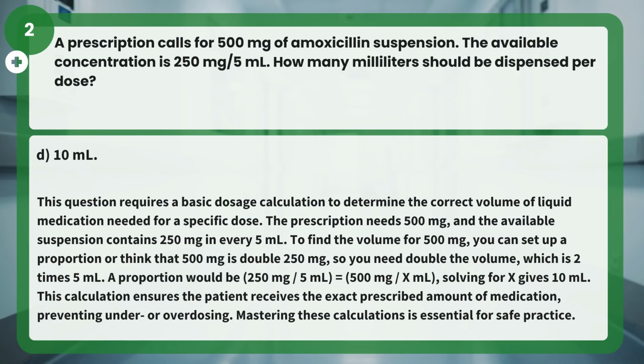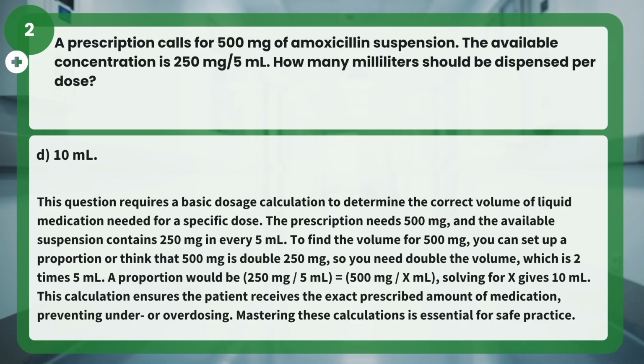Answer: D. 10 milliliters. This question requires a basic dosage calculation to determine the correct volume of liquid medication needed for a specific dose. The prescription needs 500 milligrams, and the available suspension contains 250 milligrams in every 5 milliliters. To find the volume for 500 milligrams, you can set up a proportion or think that 500 milligrams is double 250 milligrams, so you need double the volume, which is 2 times 5 milliliters.